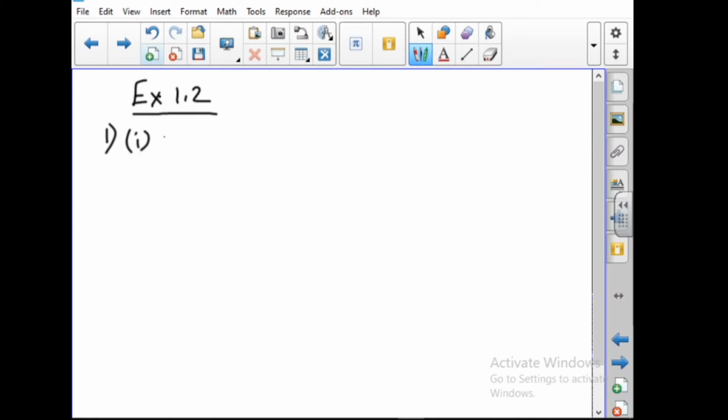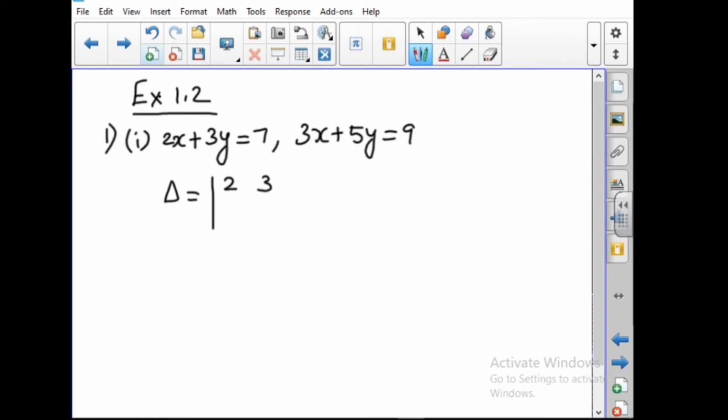First subdivision is given with 2x plus 3y is equal to 7 and 3x plus 5y is equal to 9. So here we are going to solve these equations to get the values of x and y using Cramer's rule. First let us find delta. Delta is the coefficient matrix: 2, 3 in the first row, 3, 5 in the second row. How to find the delta value? You multiply 2 by 5 to get 10, then multiply 3 by 3 to get 9, and subtract. 10 minus 9 is equal to 1, not equal to 0. Therefore, Cramer's rule can be applicable.